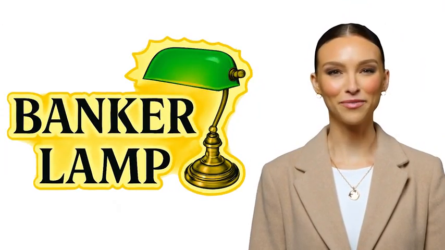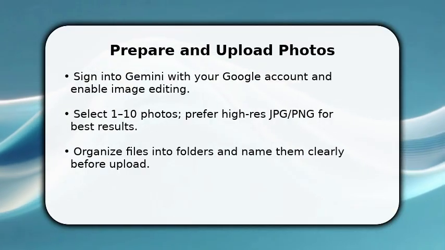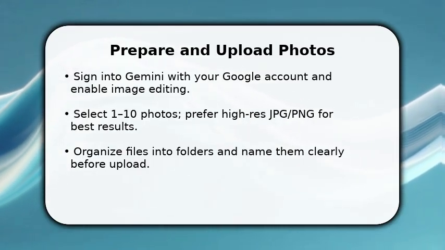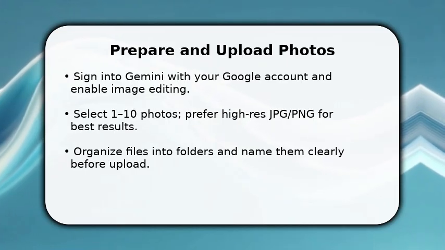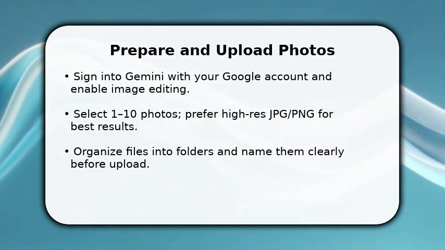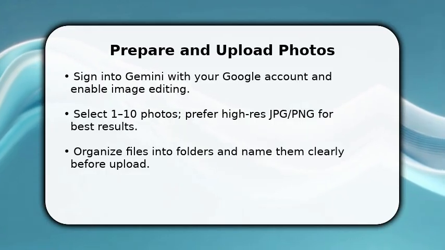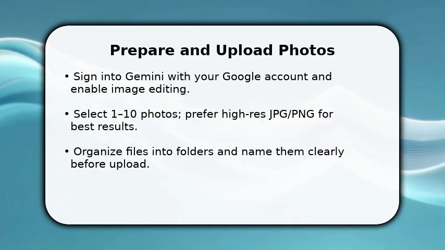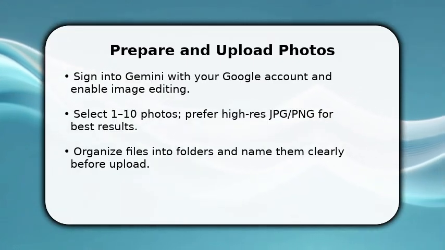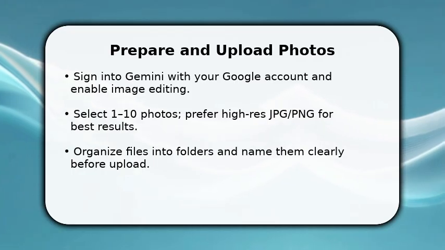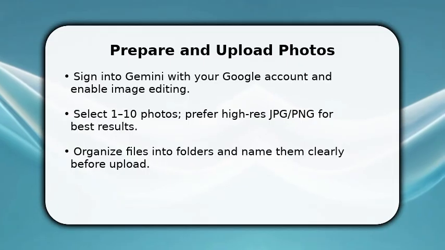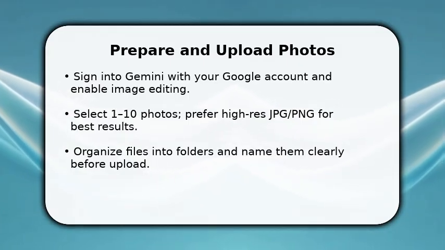Please enjoy the video. You start by signing into Gemini and enabling the image editing module. This gives you access to the tools you need. Next, upload 10 high-resolution JPG or PNG images and make sure they're organized into a folder so you can work methodically. Once uploaded, pick the primary photo to edit first and set your goal: retouch, color grade, or composite. This early clarity speeds decisions and avoids repeated undoing of edits later.